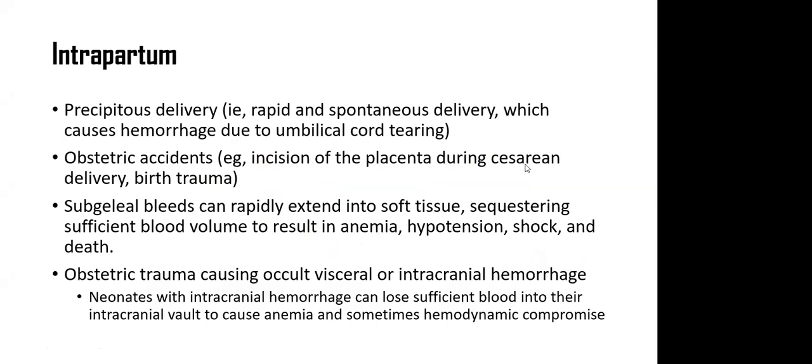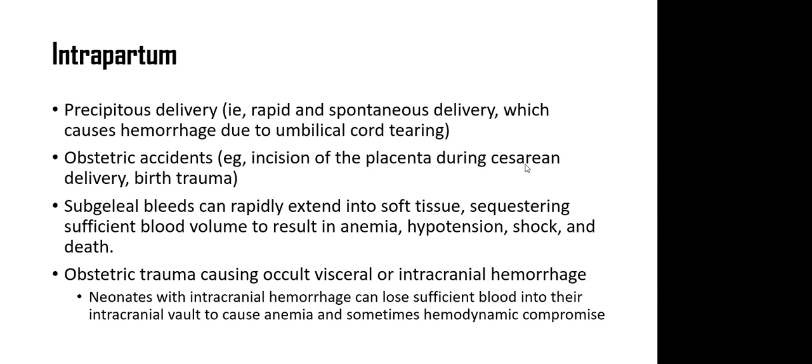It usually happens in precipitous delivery, in which there is a rapid and spontaneous delivery which causes hemorrhage due to umbilical cord tearing. It can also happen due to obstetric accidents such as incision of the placenta during cesarean delivery, or any birth trauma, let's say in instrumental deliveries. And also subgaleal bleed, which can rapidly extend into the soft tissue, sequestering sufficient blood volume to result in anemia, hypotension, shock, and death. Sutures are not fused yet, and there could be a large volume of blood hiding under there. The other causes could be obstetric trauma, which causes occult visceral or intracranial hemorrhage.